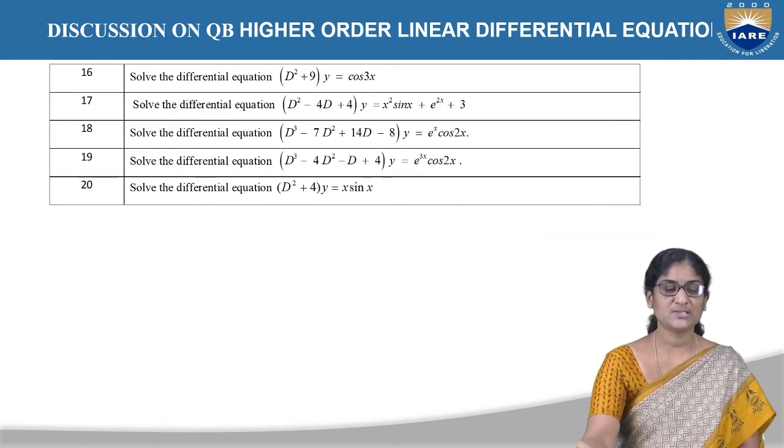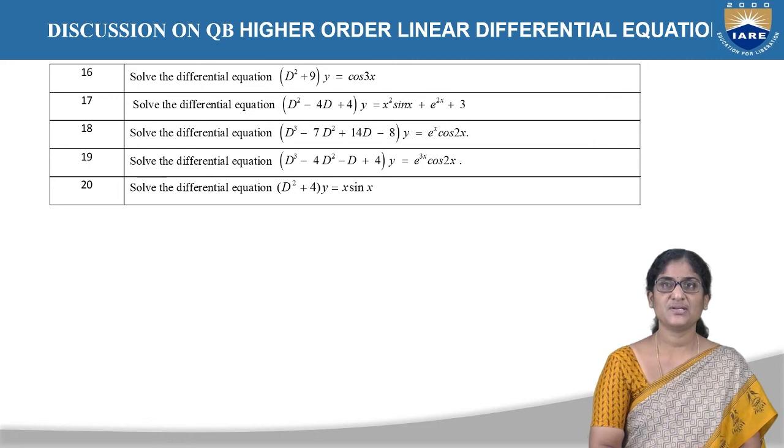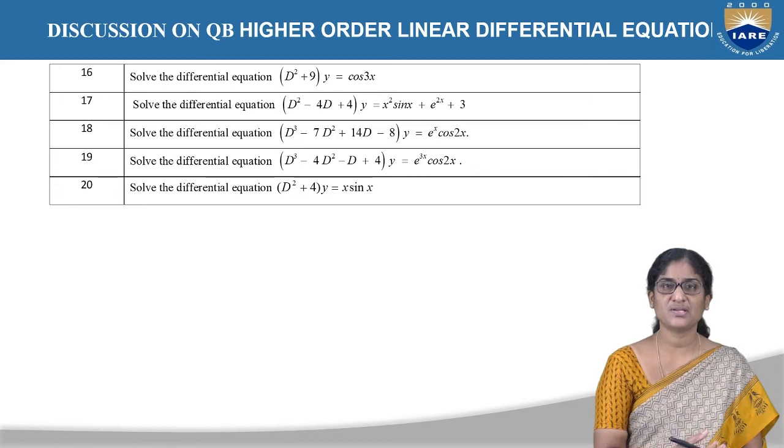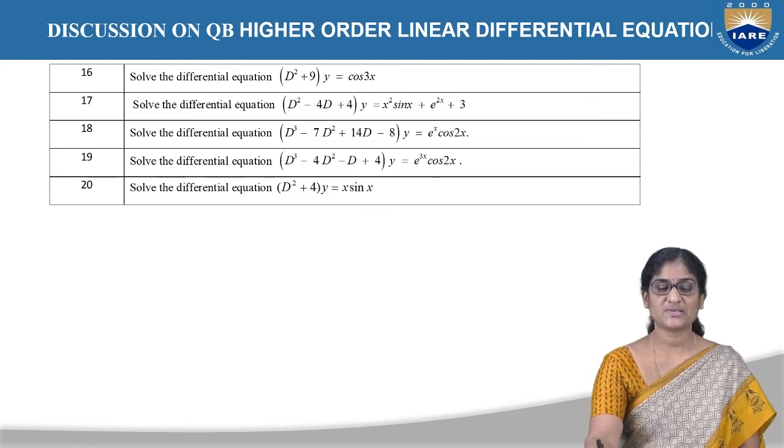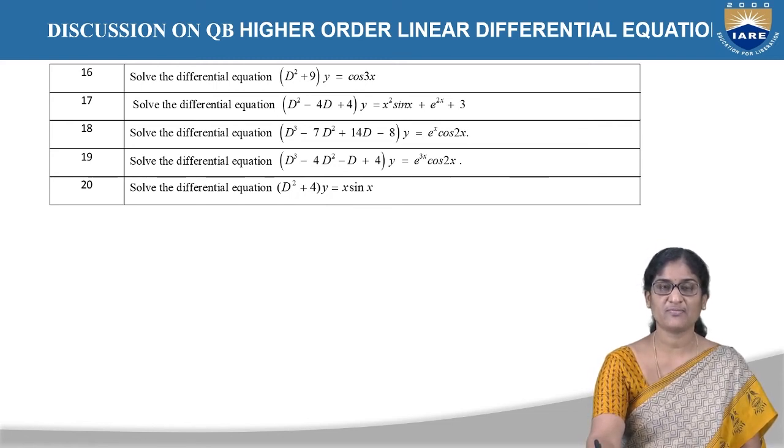And going to the 16th question, solve the differential equation (D² + 9)y = cos x. How to get the complementary function? A complementary function is obtained by solving the auxiliary equation. The auxiliary equation is obtained by substituting D = m. So m² + 9 = 0, or m = ±3i. So you will get it as c1 cos 3x + c2 sin 3x, and the particular integral is obtained by 1 by (D² + 9) into cos x. Already these type of problems we have done.